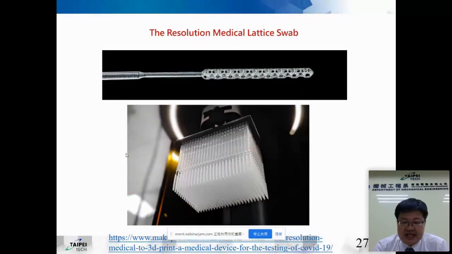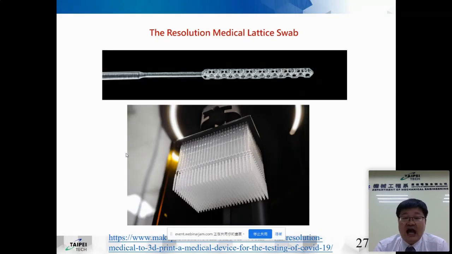But this one I believe will be a very good one. This one is the latest kind of swab. When we do some testing to get a sample from your nose, we need this kind of swab. But conventionally, the swab is not so easy to collect the necessary material from your nose. But this latest design will help. And this latest design is so complicated that conventional methods cannot make it. Therefore, 3D printing can help.